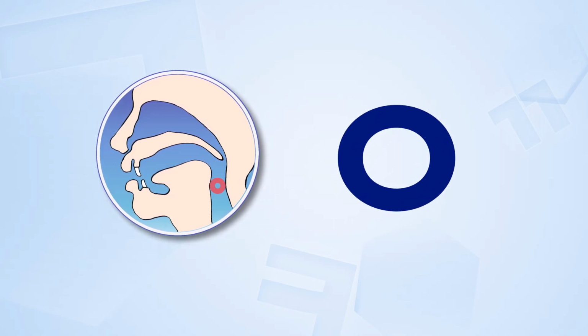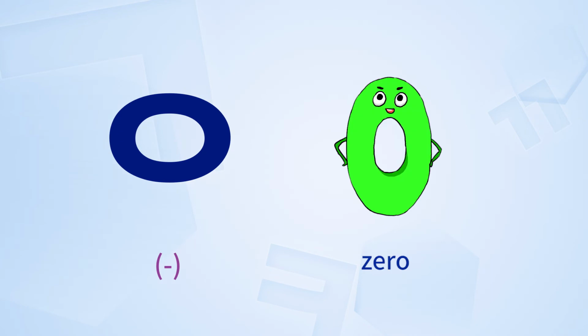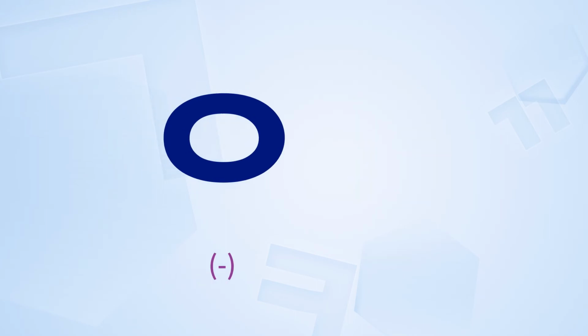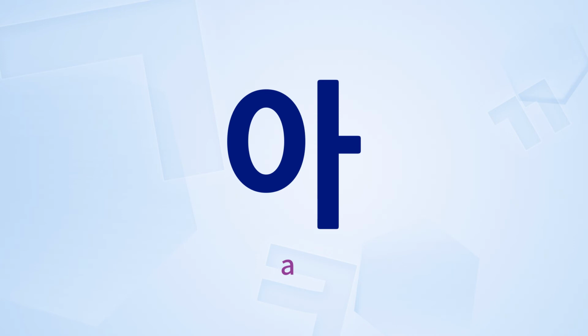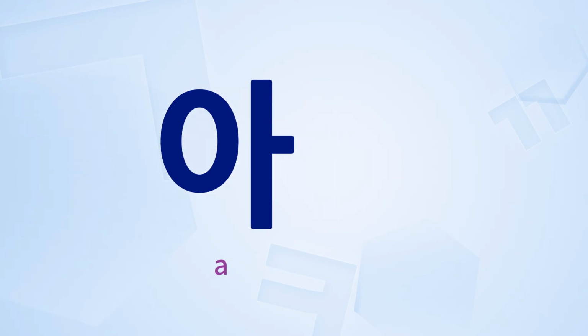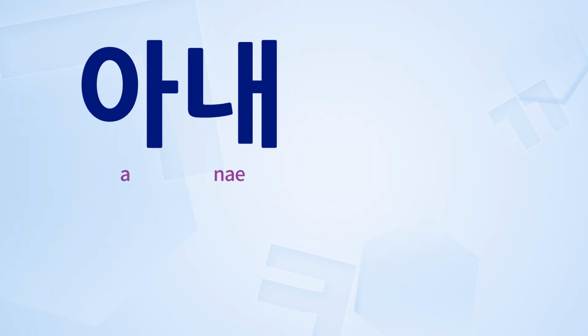The letter ieung represents the round shape of the throat when pronouncing the sound. Shaped like a zero, one can remember ieung as nothing. In Hangeul, syllables that begin with a vowel sound use it as a silent placeholder consonant. When a is added to ieung, it becomes the letter a. When nae is combined with a, it becomes anae, which means wife.